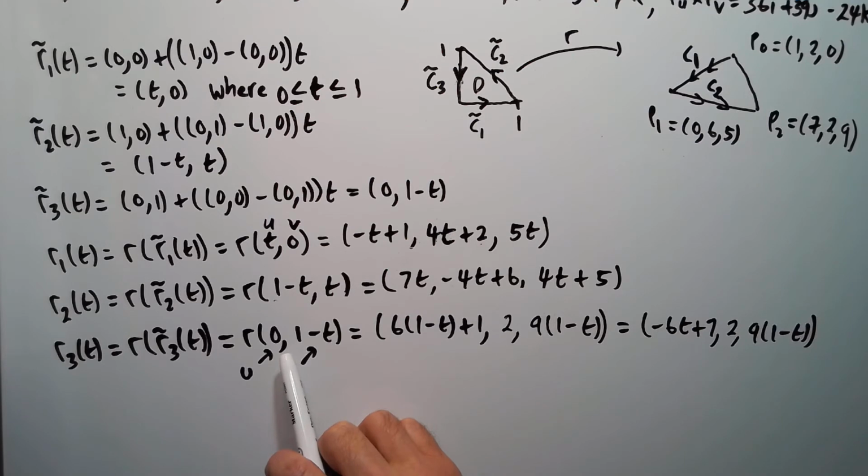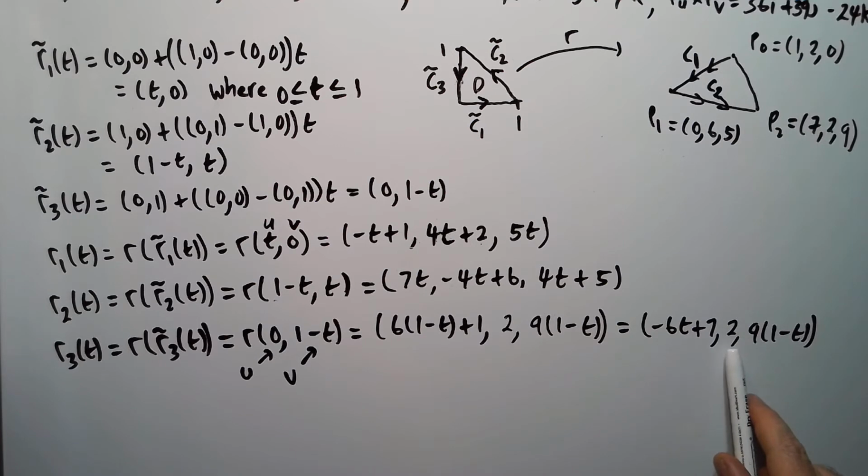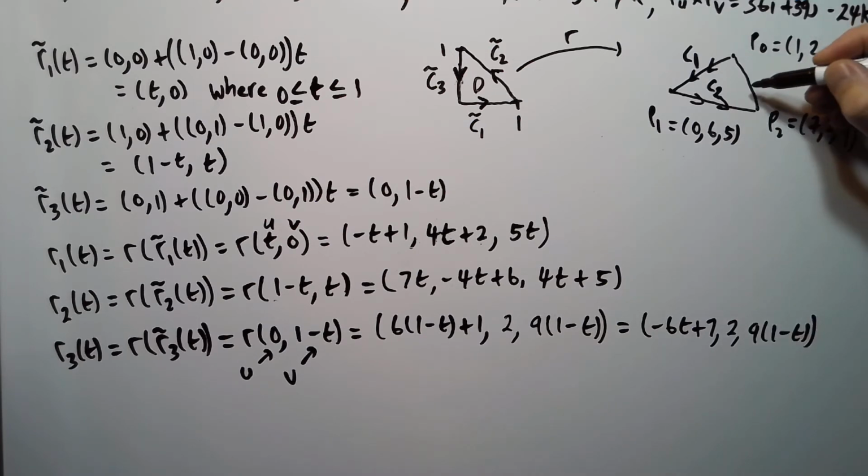So again, putting 0 in place of u up here, and then 1 minus t in place of v up here, I get this. Simplifying, you get this over here. So you can check, if you put 0 in place of t, you'd be at (7, 2, 9). So you're starting here and going up this way. We'll be going this way. Let's call that C3.